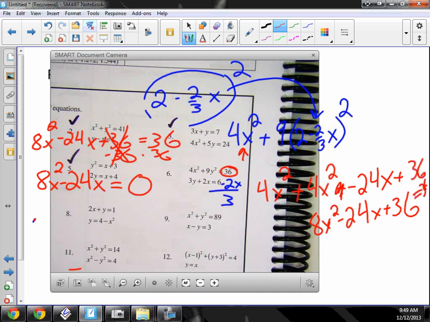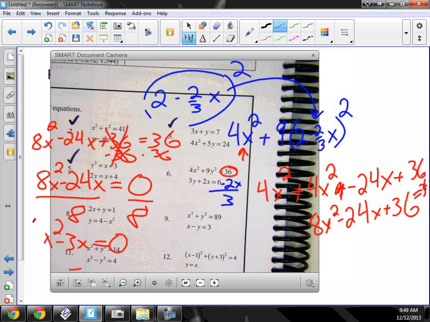How do I solve that? I can actually just divide by 8. And I get x squared minus 3x equals 0. Now what do I do? Well, I can't factor this like a regular quadratic because it doesn't have a constant. You could put in the quadratic formula, but that's way more work than you need to do.